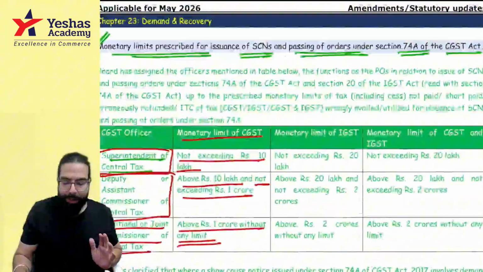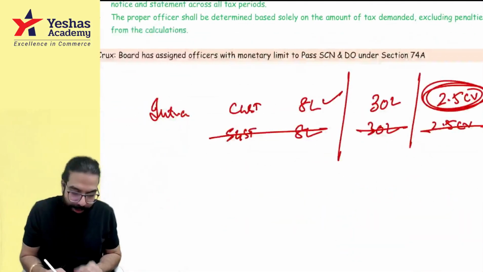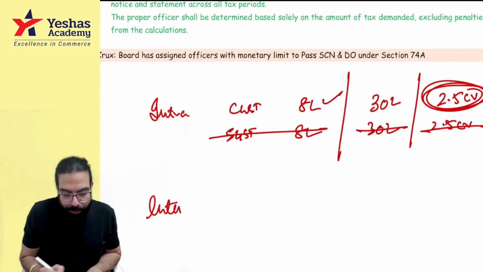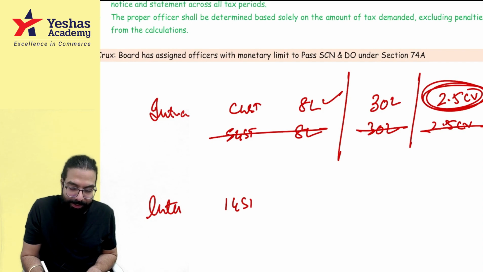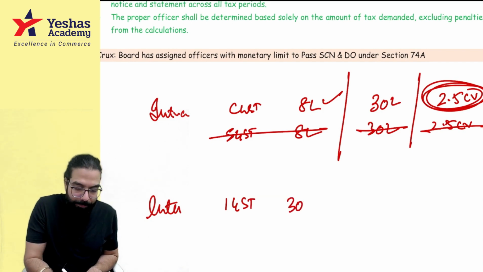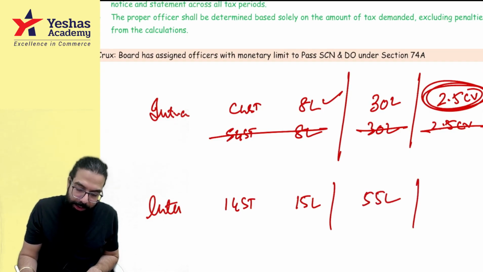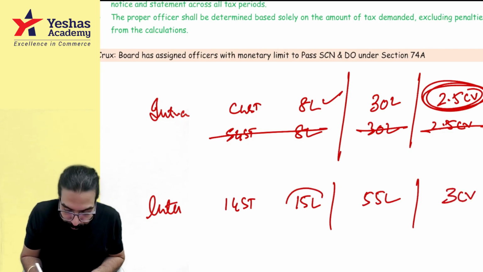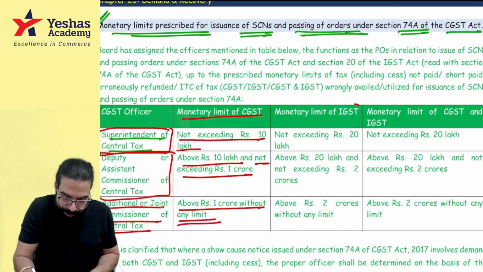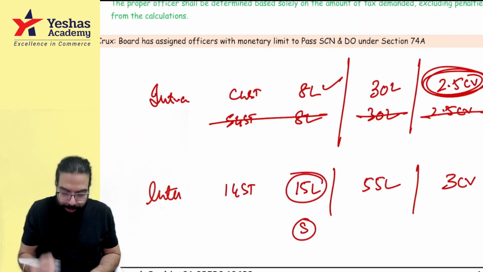Sir, supposing it is an IGST case, then what will happen? For example, I did a fraud relating to interstate supply and the IGST tax is 30 lakh rupees. Okay, you tell me 15 lakh rupees, then 55 lakh rupees, and then 3 crore rupees. Sir, what will happen? Listen, for a 15 lakh rupees fraud, IGST amount, up to 20 lakh is the superintendent. So the superintendent will handle your case.